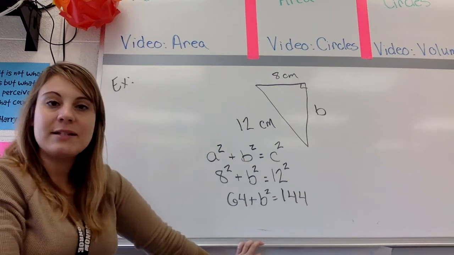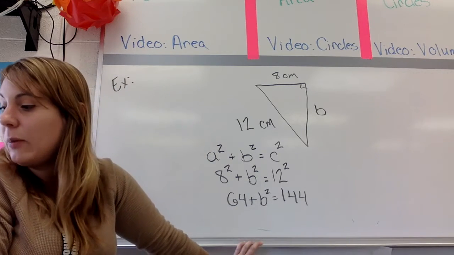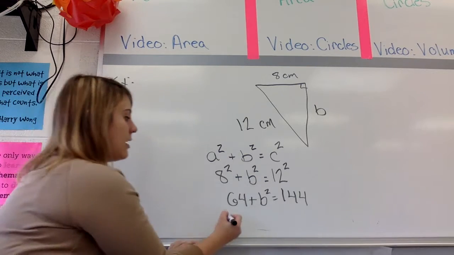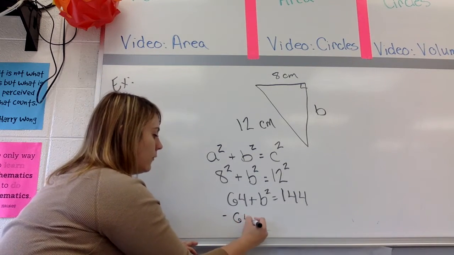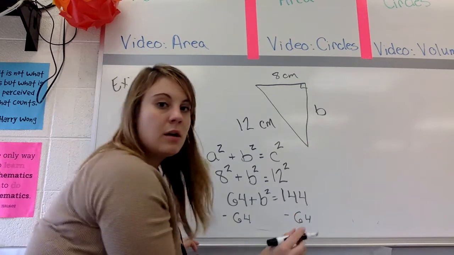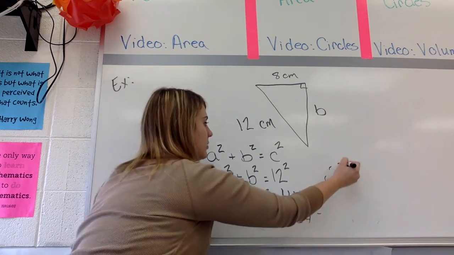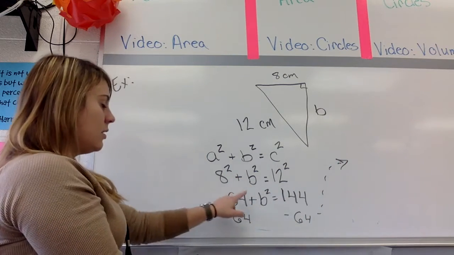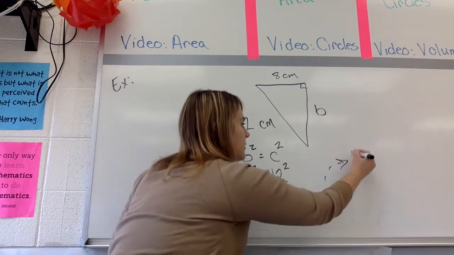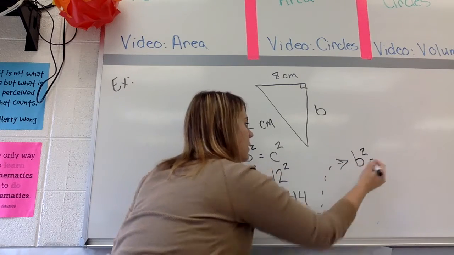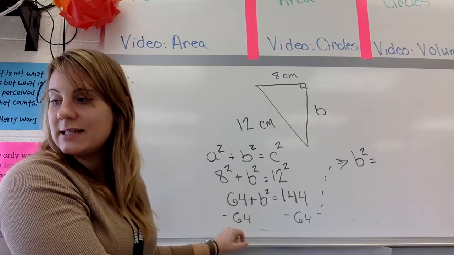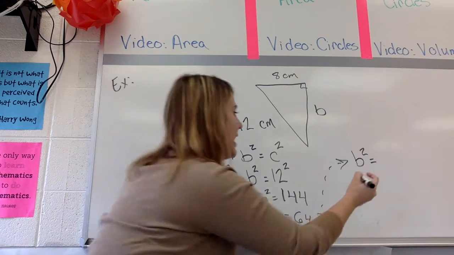All right, now we have to solve for B. To solve for B, let's get that B squared by itself. We do that by subtracting 64 from both sides. Okay, I'm going to move up here, create some more room. Subtracting 64 from this side, we're left with our B squared. All right, and then 144 minus 64 is going to be 80.